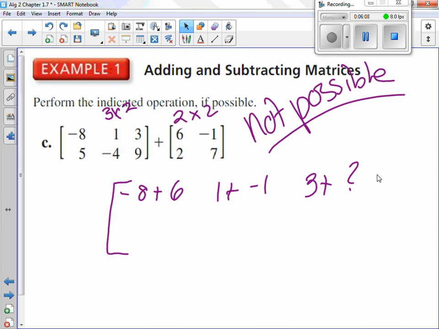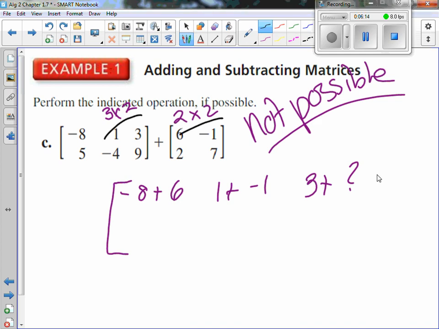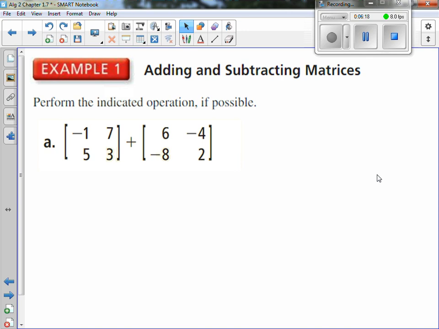But that's it. So this here is not possible because the dimensions for these here are not the same. And since they're not the same, it's not possible, and we're done. Any other questions on adding or subtracting these? We good with addition and subtraction? Yes? All right, let's move on then.